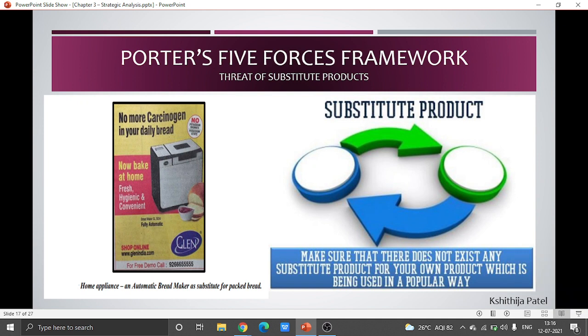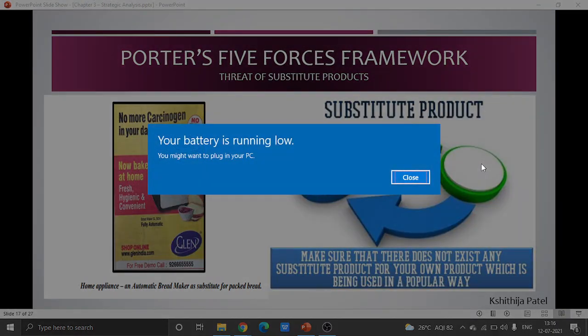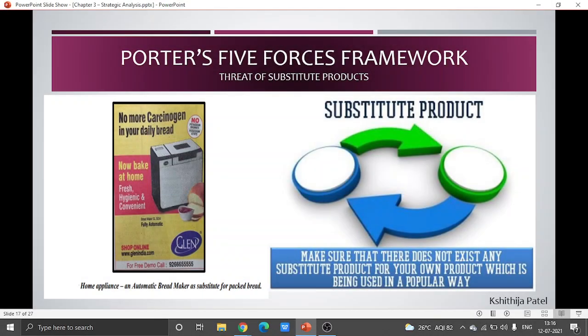So the company Glen advertised its product in the local newspaper to boost its sales. Through this advertisement, the company offered the benefits of baking bread at home to the customer, making it more attractive over the fat bread that was being sold in the market.